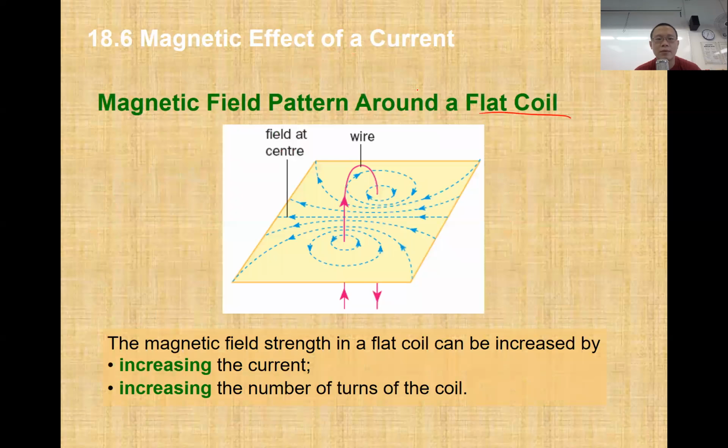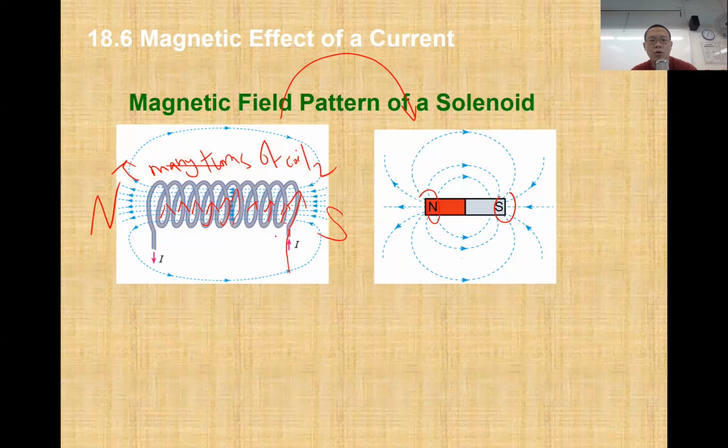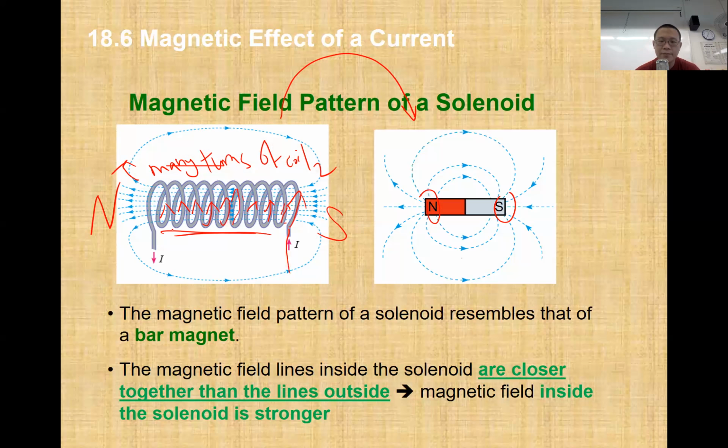And same thing, to increase the field lines, there are 2 things you can do. You can increase the amount of current, and you can increase the number of turns of coil. The more coils you have here, the stronger the magnetic field. And similarly, the field at the center is the strongest for solenoids.